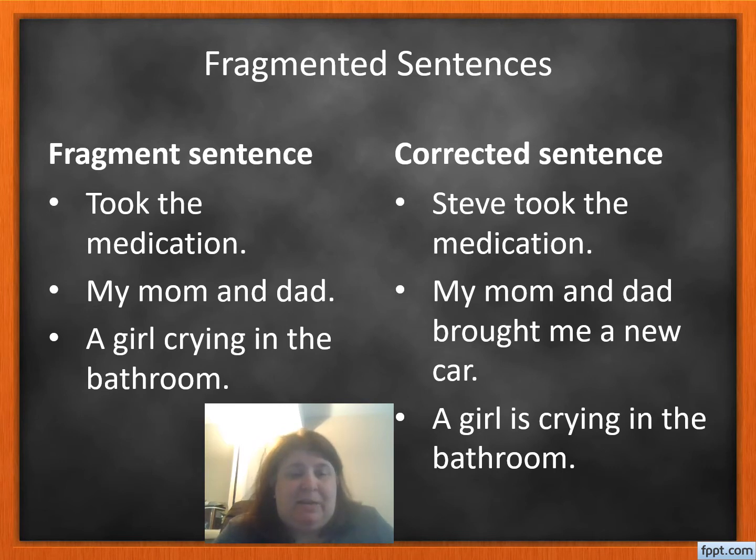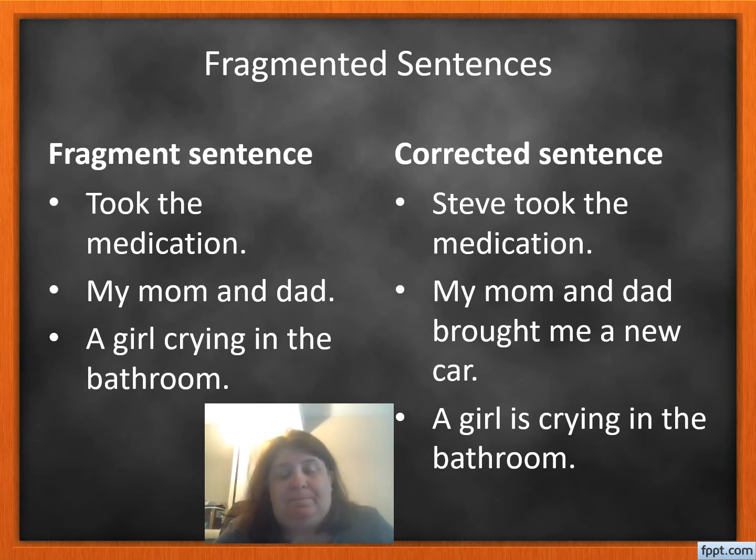Then let's look at "my mom and dad." We have the subject given to us there, but we don't know what mom and dad did. So in the first sentence, we were looking for the subject. In this one, we're looking for the predicate, the action. So: my mom and dad brought me a new car. I thought at first it said bought me a new car, but we'll take either one, won't we? We'll take them if they brought it to us or they bought it for us. We want that new car. But now we know what mom and dad did. They brought me a new car.